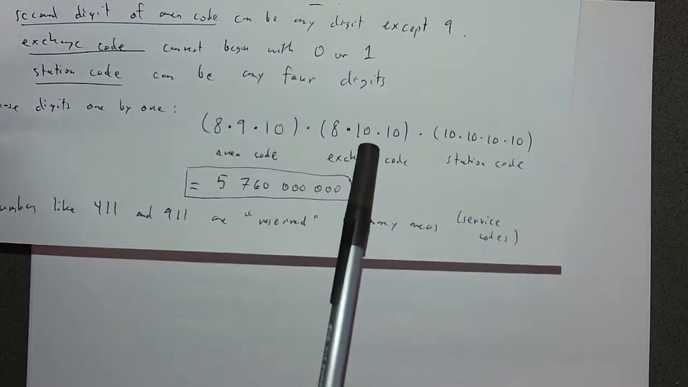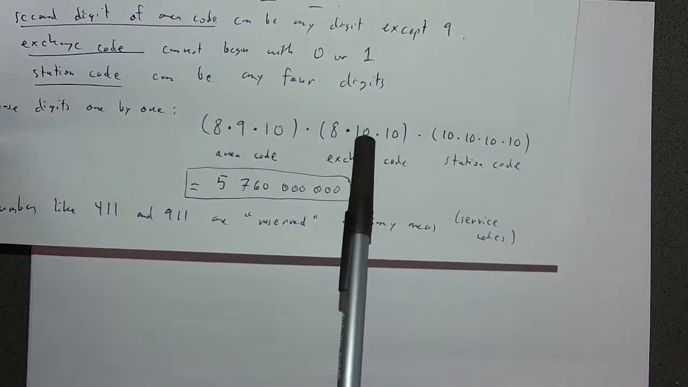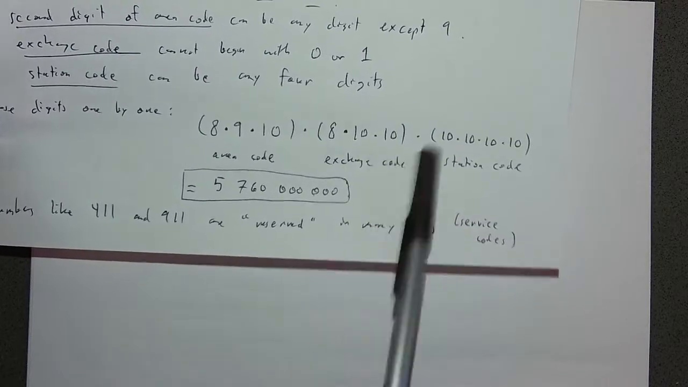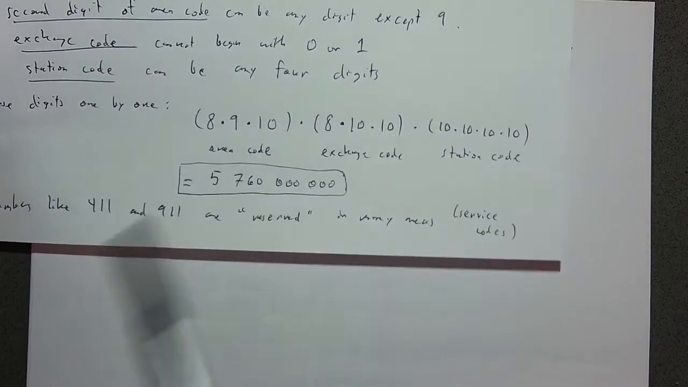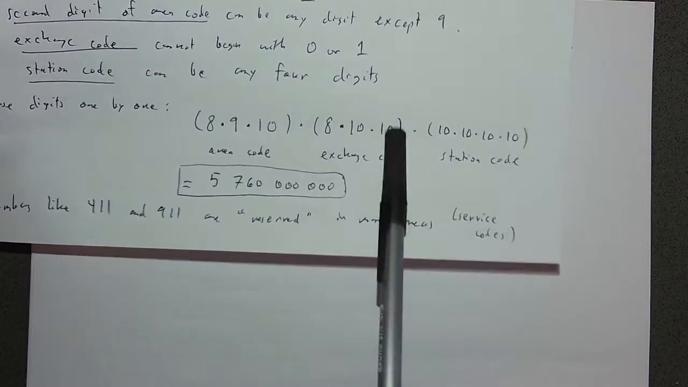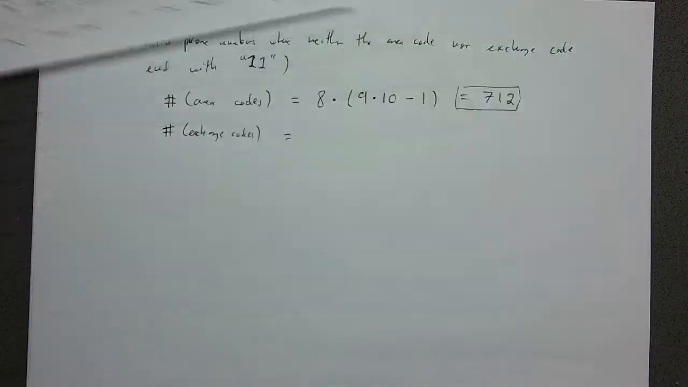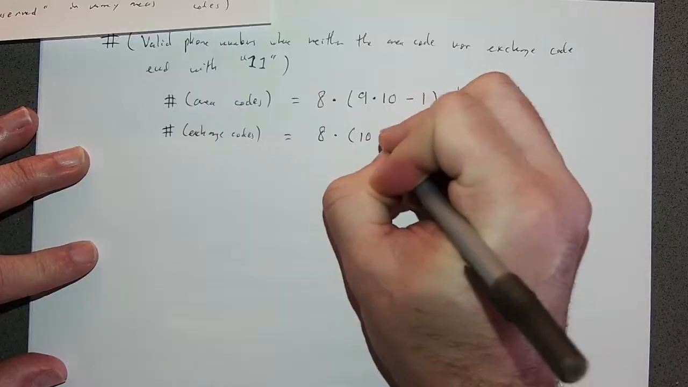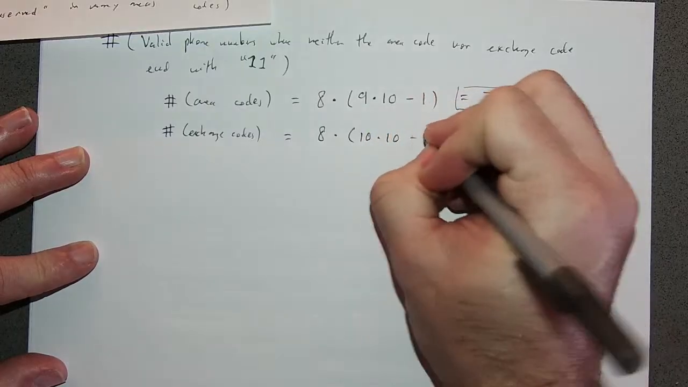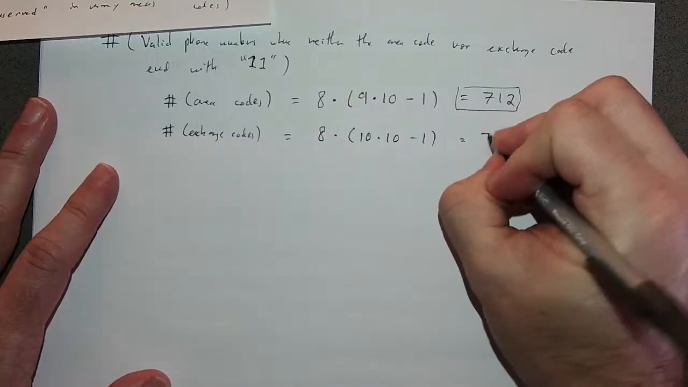Now, there's still going to be 10 choices for these, and then I'm going to take away a single option for both digits, which is it can't be a 1 and a 1. It could be a 1 and anything else, or anything else and then a 1, but it can't be a 1 and a 1. But there's only one option for that. So this would be 8 times 10 times 10 minus 1. So this is 8 times 99, or 800 minus 8. So this would be 792.